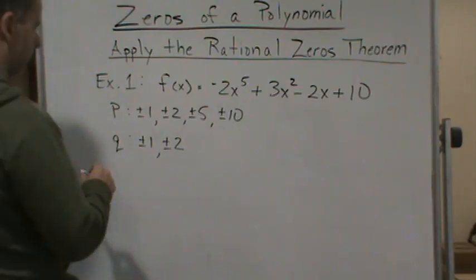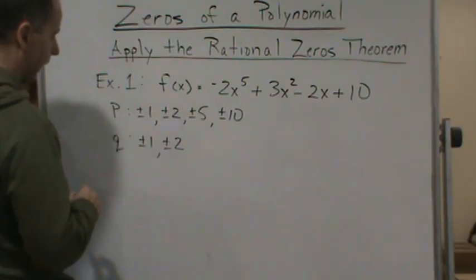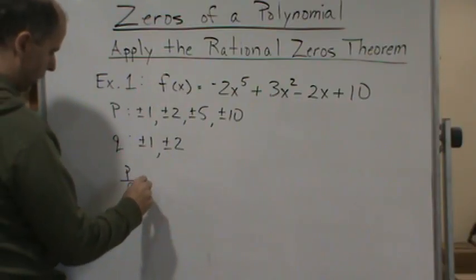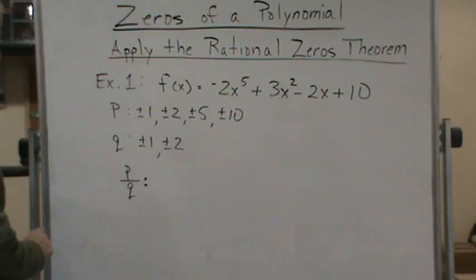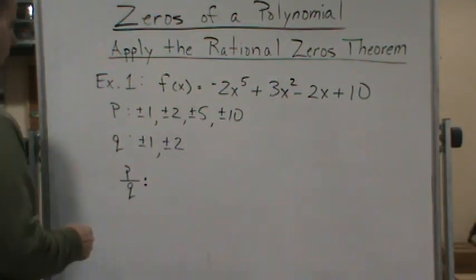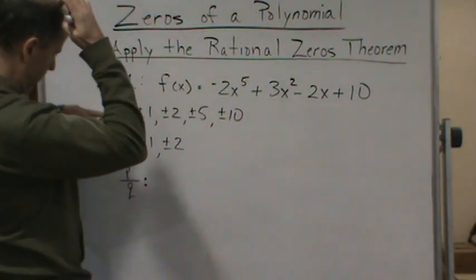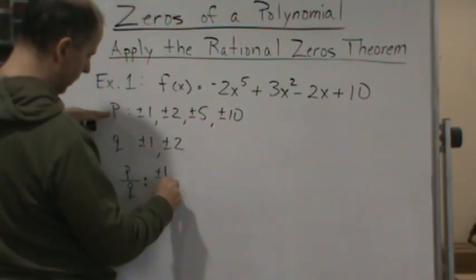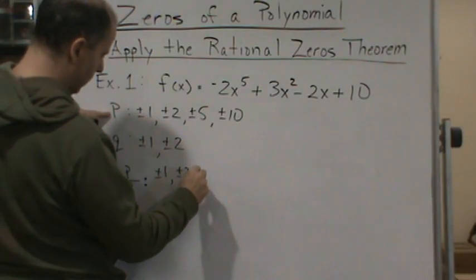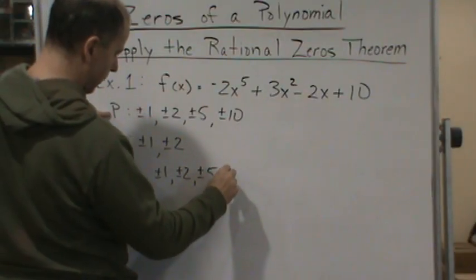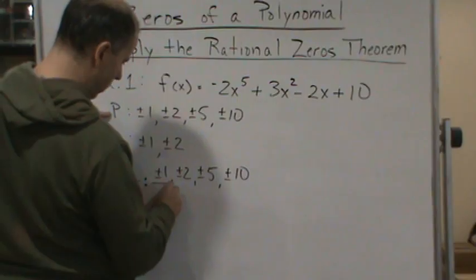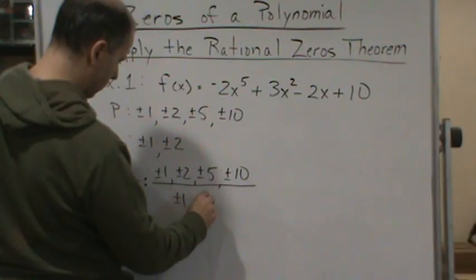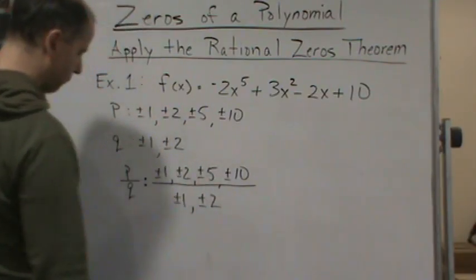Okay, now all I have to do is find all of my p divided by q's. So if I want to list all the possible rational zeros, then all I'm going to do is take all of the p's that I could have, right? So let me write it this way. Plus or minus 1, comma, plus or minus 2, comma, plus or minus 5, comma, plus or minus 10, all divided by plus or minus 1, plus or minus 2.